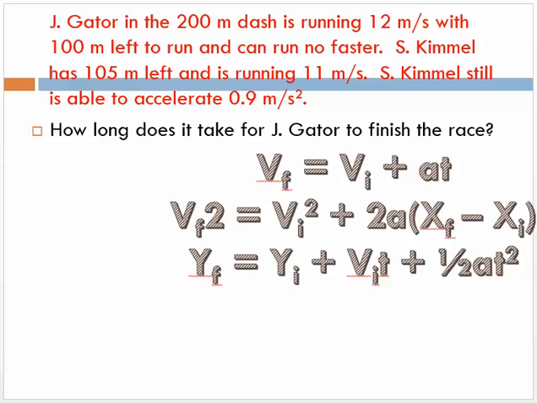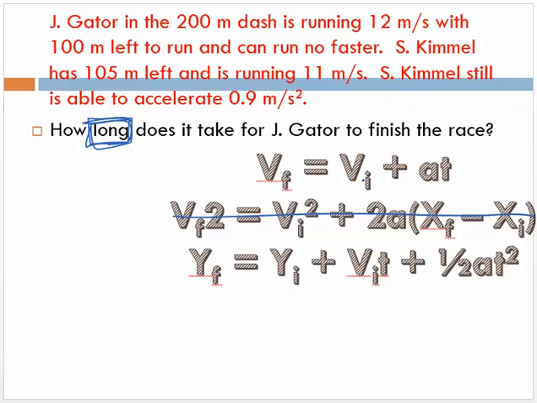Well, time here. How long does it take? How long in this problem isn't a distance. Long is referring to time. So I'm going to have to use an equation that involves time. So right away that eliminates this one. All right. It also tells me that he can accelerate. He can't run any faster, so he's not going to be able to accelerate.